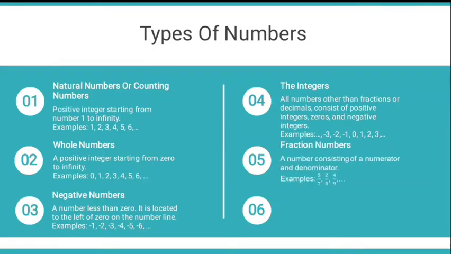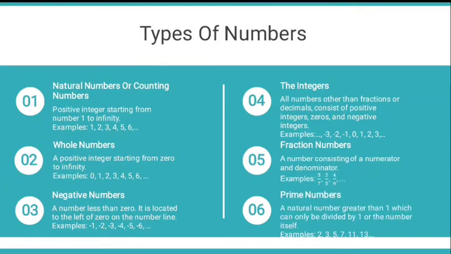Fraction numbers. Fraction numbers are numbers consisting of a numerator and a denominator. Examples: 5 divided by 7. 5 is the numerator and 7 is the denominator. And then 2 divided by 5. 2 is the numerator and 5 is the denominator. And then 4 divided by 9. 4 is the numerator and 9 is the denominator.